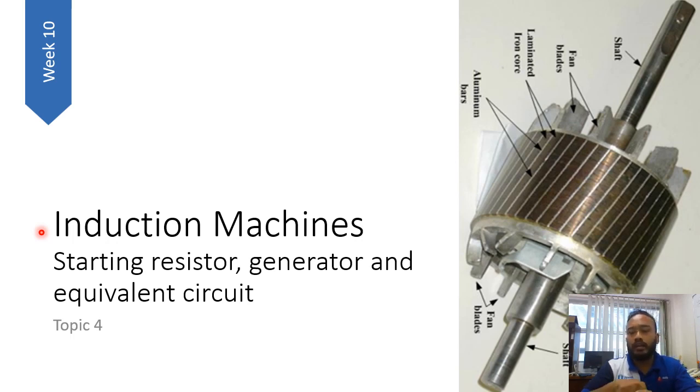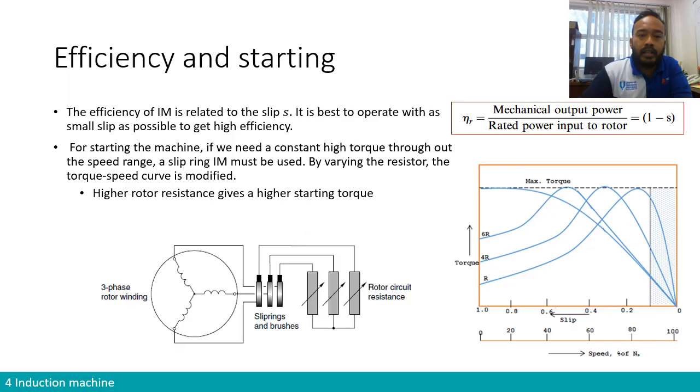So today, following that discussion, we are going to continue into how we start that machine, the problem related to starting an induction machine. We'll discuss what we call the starting resistor, and then we look into the mode of operating as a generator, and we'll briefly discuss the equivalent circuit, which is basically a method to analyze the electromechanical parameters or performance of the induction machine using circuit analysis. So let's begin with efficiency.